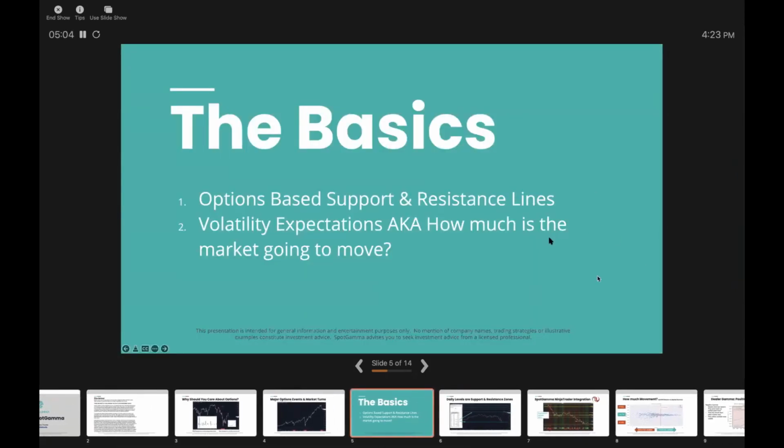There are two basics. One, how options positioning, strikes with big open interest, can be support and resistance zones. And two, the second thing we want you to walk away with is volatility expectations. In other words, how much can the market move? And we believe that basically any futures trading strategy could incorporate these two elements. Whatever your existing strategy is, whether you're a swing trader or some other type of trader, you can overlay these resistance lines and these volatility expectations, and hopefully improve your existing strategy.